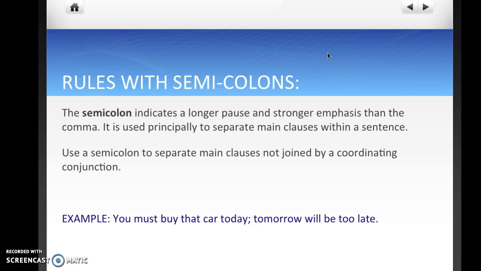And so in this example, you might join two ideas that relate to each other. You must buy that car today; tomorrow will be too late. Make sure your ideas relate to each other. They have to have something to do with each other and connect in their meaning. Otherwise, it won't really work. And so here, they play off of each other. Let's look at another example.